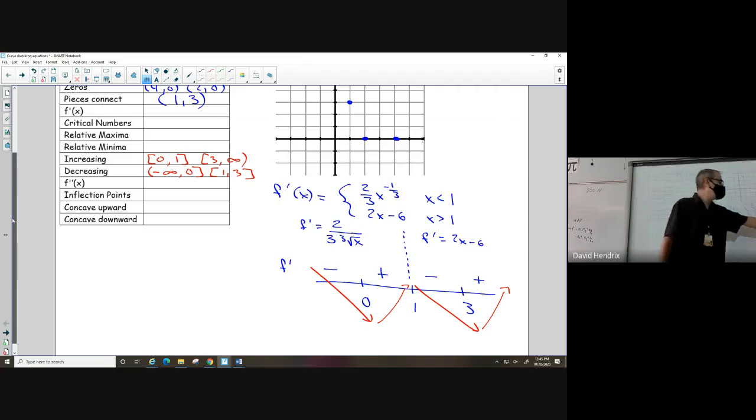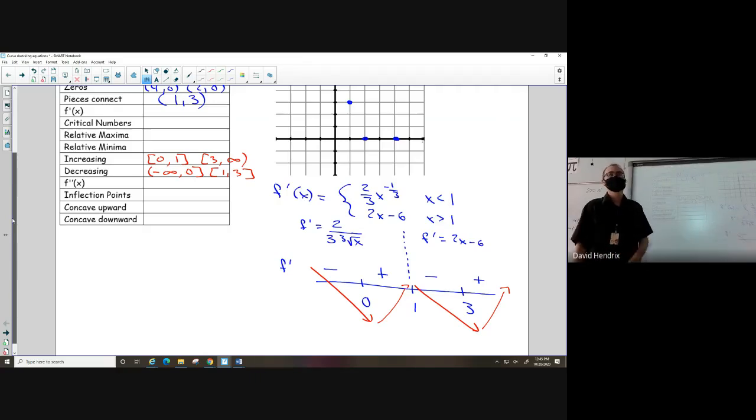It tells us on what intervals f of x has a positive slope and what intervals it has a negative slope. Okay? Where will it be increasing? Where will it be decreasing?